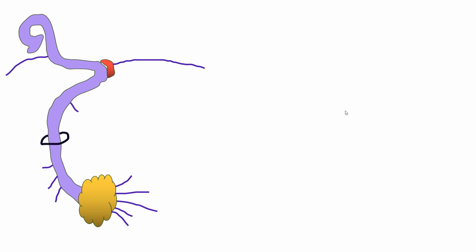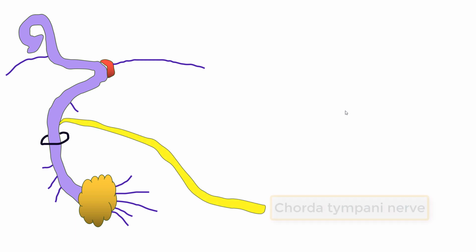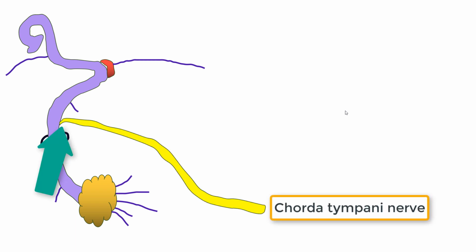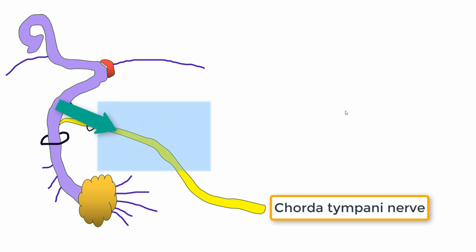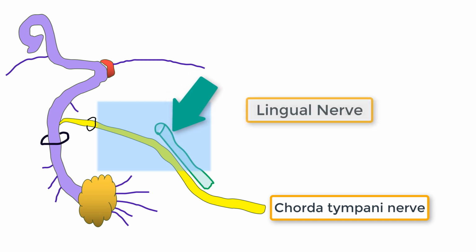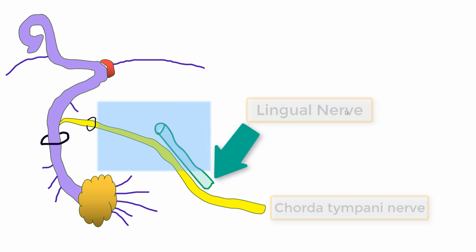The branch we are concerned with, however, is the chorda tympani nerve, which exits from the base of the skull through the petrotympanic fissure, which is here. The nerve then enters the infratemporal fossa, which is identified by this blue area. During its anterior-inferior course through the infratemporal fossa, the chorda tympani joins the lingual nerve, which is coming from the trigeminal system, specifically the mandibular V3 branch.